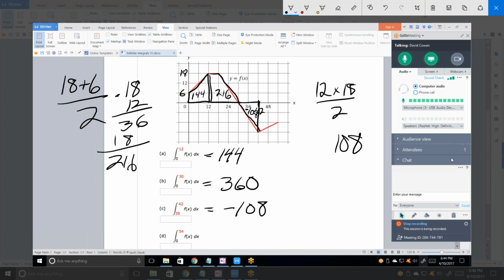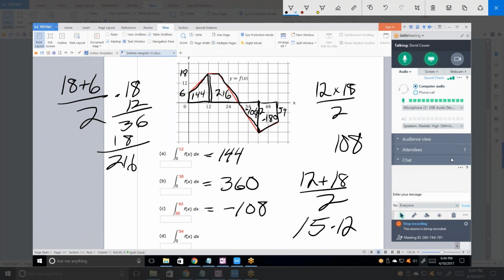And now the last part of this question is 0 to 54. Well, there's 54. And we got to figure out the area of this last trapezoid. Well, again, one base is 12. The other base is 18. Our average base is 15. Multiplying it by the thickness of 12, excuse me. That thing is 180, but it's minus 180.